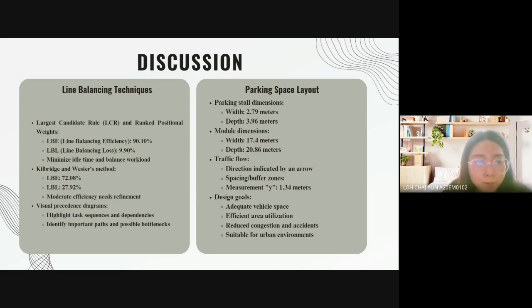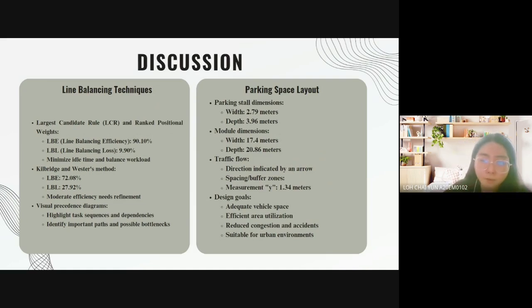The line balancing techniques provide a visual precedence diagram, which highlights the task sequence and dependency, and identifies the critical path and possible bottlenecks. For the parking space layout, we can see the parking stall dimension with width 2.79 meters, depth 3.96 meters, and module dimension width 17.4 meters, depth 20.86 meters. The traffic flow shows the direction indicated by an arrow, and the spacing zone measurement y equals 1.34 meters.